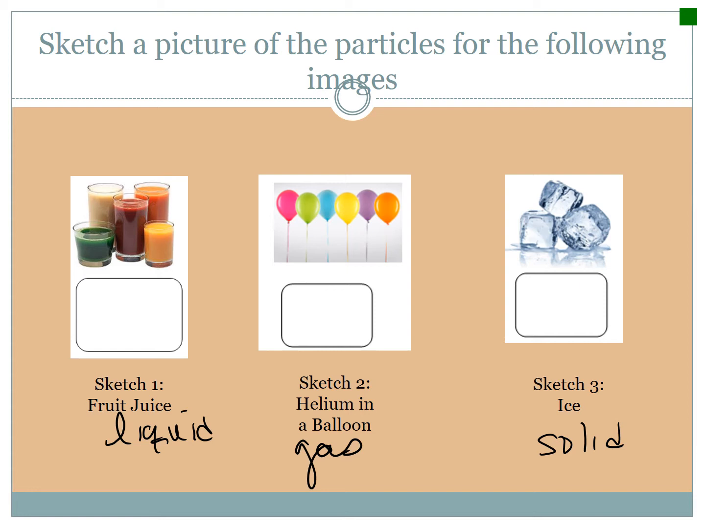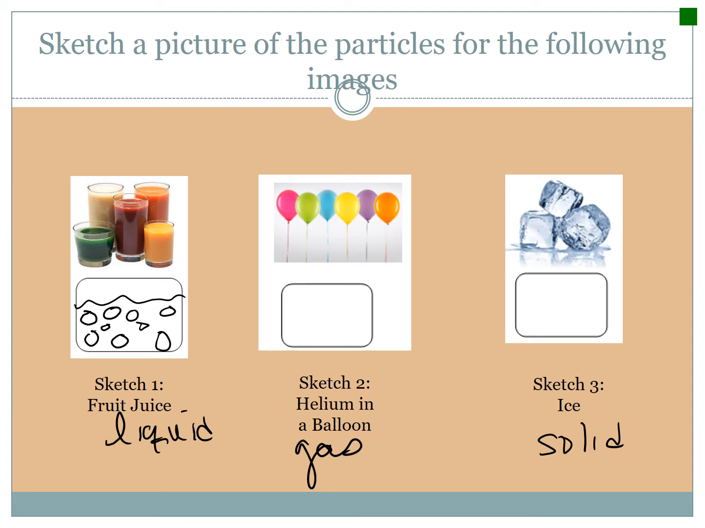So for a liquid, how you want to draw a particle picture is you draw a squiggly line, okay? And then you draw the particles. I'm going to draw 9. So 1, 2, 3, 4, 5, 6, 7, 8, 9. Notice that they're random. It's not orderly. That way they can just flow together or flow over things, okay?